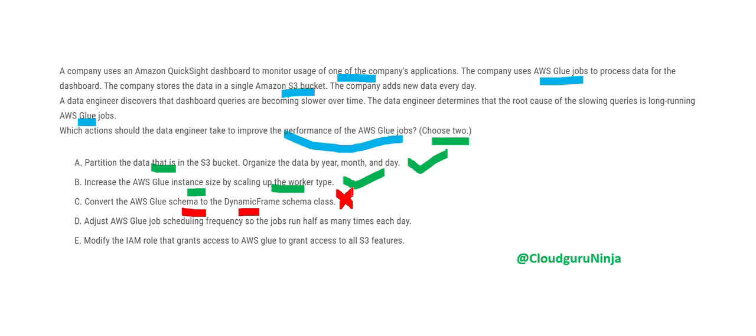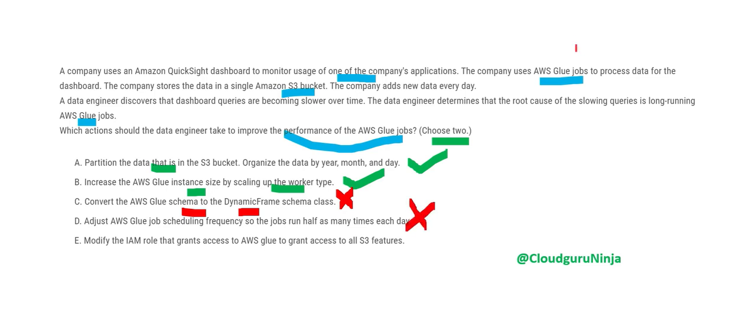Option D says, hey guys, let's adjust the scheduling frequency of the jobs. If the job runs 5 times a day, let's run half as many times each day. That means if it runs 5 times a day, let us reduce it to 2 times. If it runs 10 times a day, let us reduce it to 5 times. But this is not going to improve your performance, because you're now processing a lot less data in a day, since you have cut down the processing by half. This is not going to improve your performance.